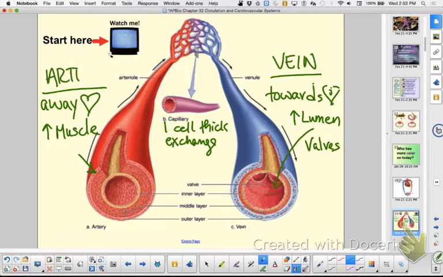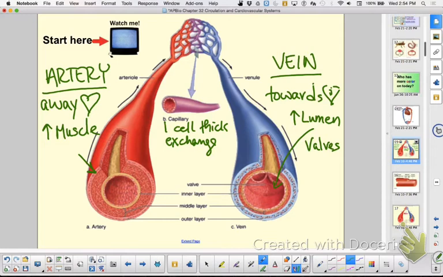Did you go towards my heart? True or false: arteries always carry oxygenated blood. False. What's the definition of an artery? Away from the heart, whether it has oxygen in it or not. An aorta will have oxygenated blood. Pulmonary arteries will have deoxygenated blood. Of course she's right. I need to say this all the time.